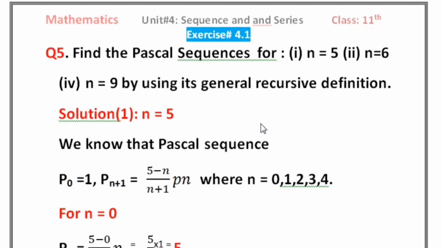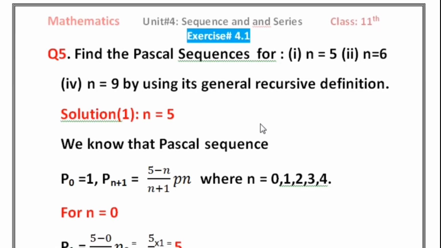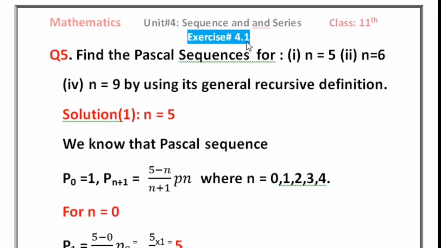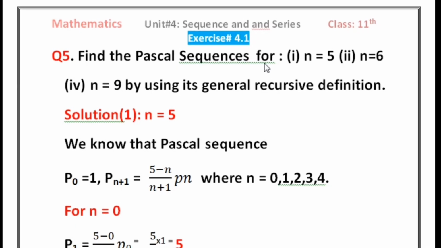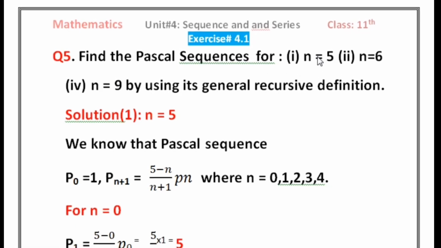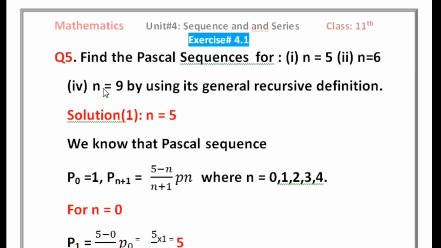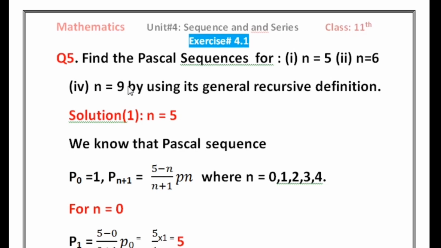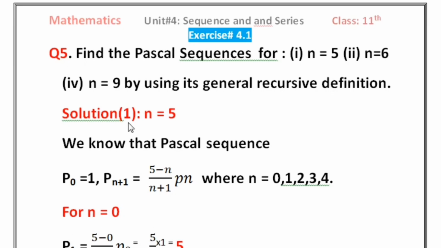I am going to discuss mathematics class first year unit number 4, sequence and series. In this lecture, I will solve exercise number 4.1, question number 5. Find the Pascal sequence for part 1, n is equal to 5; part 2, n is equal to 6; part 3, n is equal to 9, by using its general recursive definition. Solution number 1, for n is equal to 5.